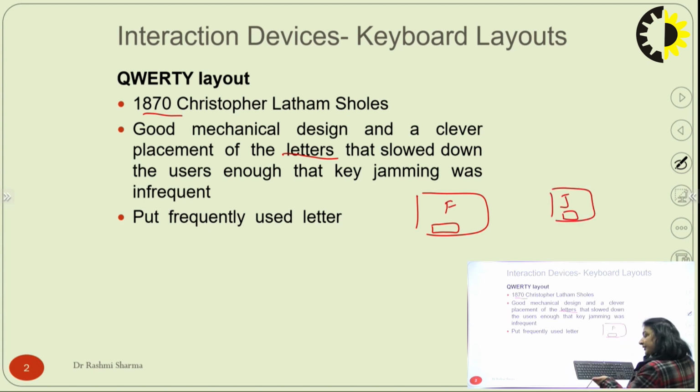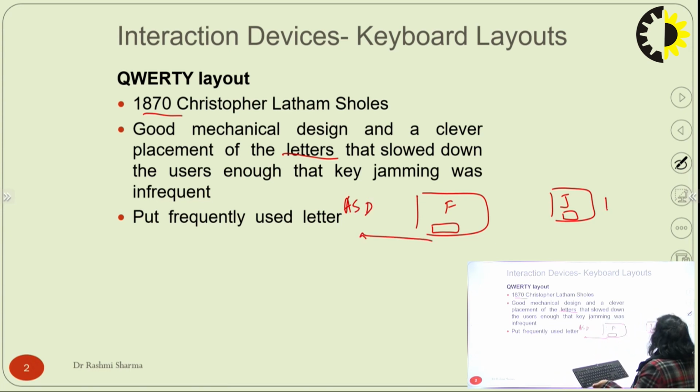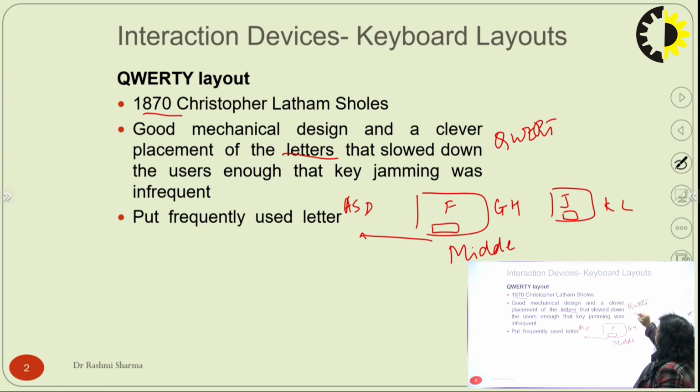So this lets you know that you have the keys A, S, D on the left side of F, and K and L on the right side of J. In between you have G and H. This is the middle row. The top row is Q, W, E, R, T, Y on the left side.